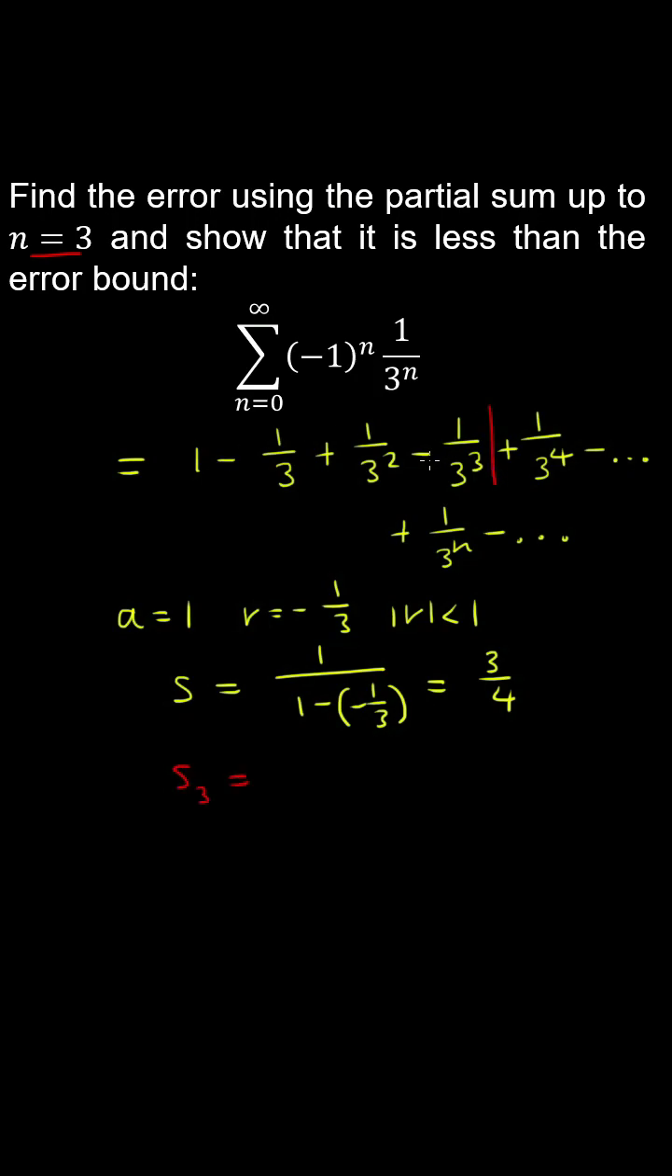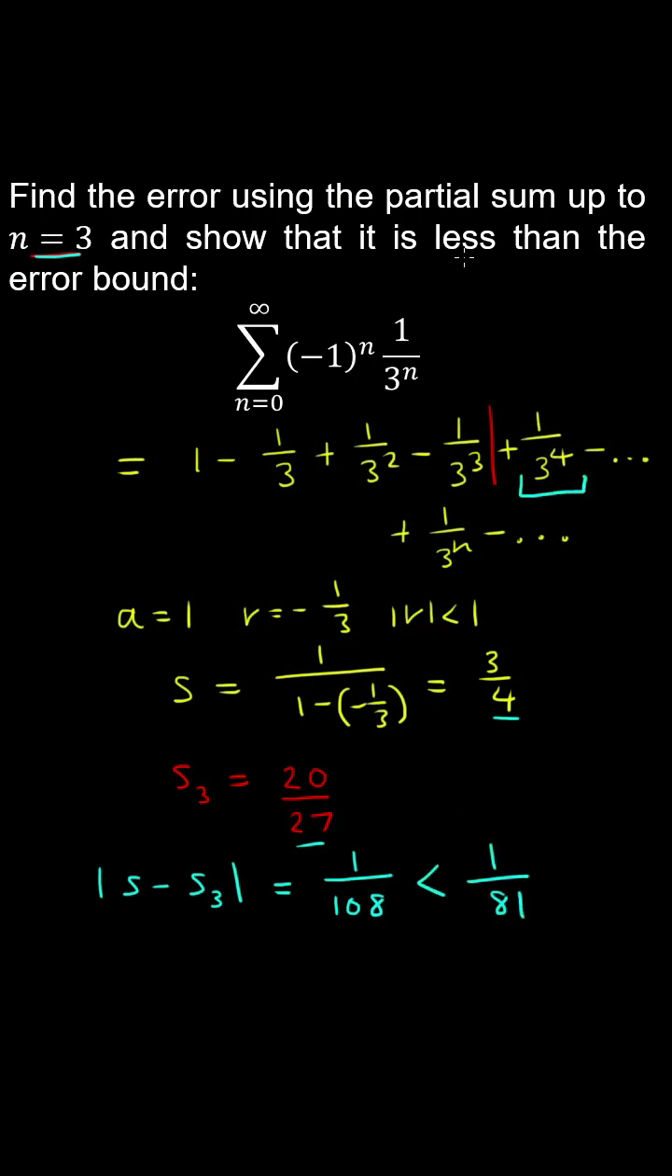Now you can compute the sum up to n equals 3, so that will be up to here. And I'm just going to write down the result, so that will be 20 on 27. And now to find the error, we'll just take the absolute value of the difference between the sum and the sum using 4 terms, up to n equals 3. So subtracting these two, we get the following result, and checking that this is less than the error bound. So the error bound is simply the next term in the series. So as we can see, this is true.